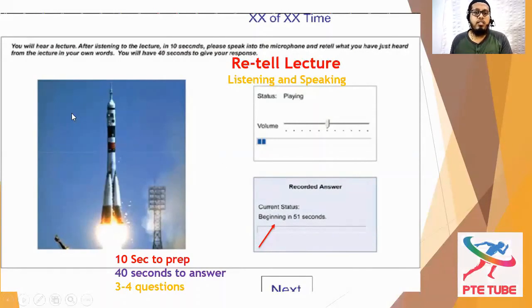Suppose this may play for 41 seconds. Example, 41 seconds. Once this finishes, you will be left with 51 minus 41, which is 10 seconds. Once the audio played by the examiner finishes, you will have 10 seconds to prepare and restructure your notes. You'll be given 10 seconds for preparation, and again you will have 40 seconds to record your answer. On the day of examination, the number of retell lecture questions is between 3 to 4.